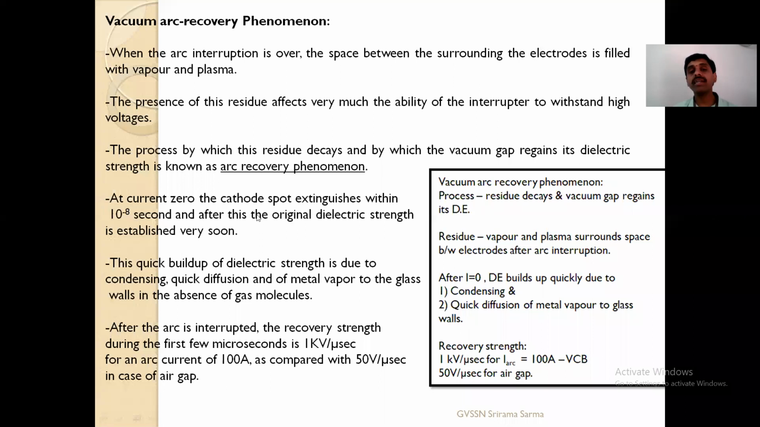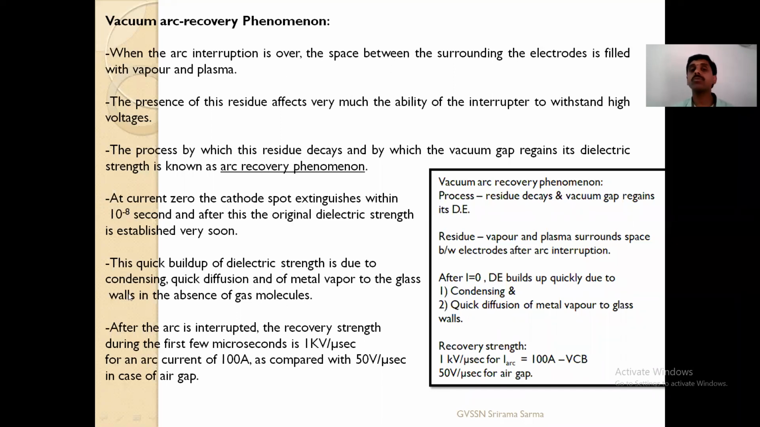At current zero, the cathode spot extinguishes within 10⁻⁸ seconds. The cathode spot, which is the main source for this arc, will extinguish in 10⁻⁸ seconds. After this, the original dielectric strength is established very soon. Condensing and quick diffusion of the metal vapor to the glass walls are important for building up the dielectric strength after current zero, because at current zero the arc is interrupted. After current zero, we have to build up the dielectric strength quickly so that the arc is extinguished quickly. For that, these two factors are important.